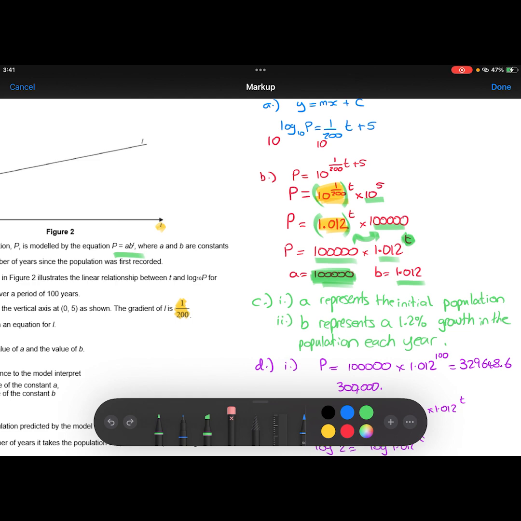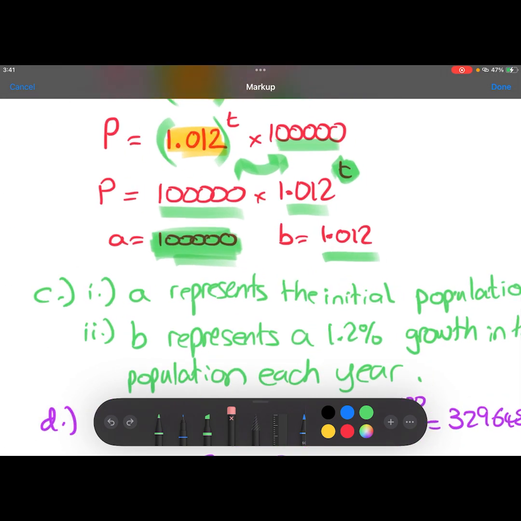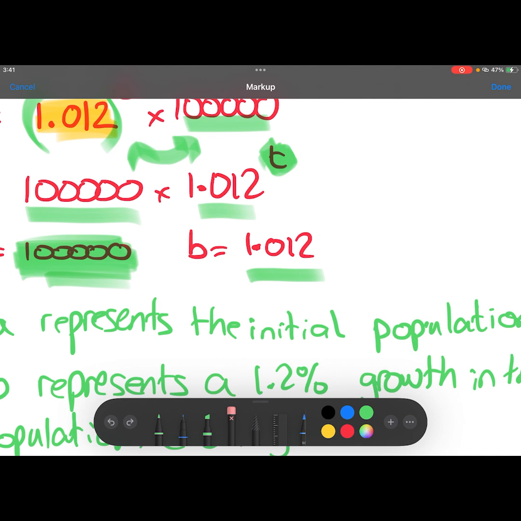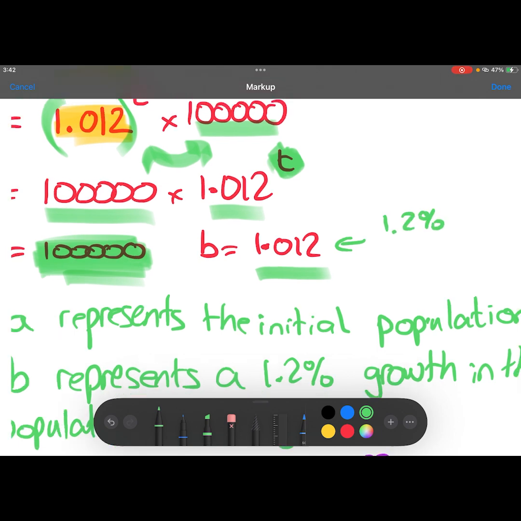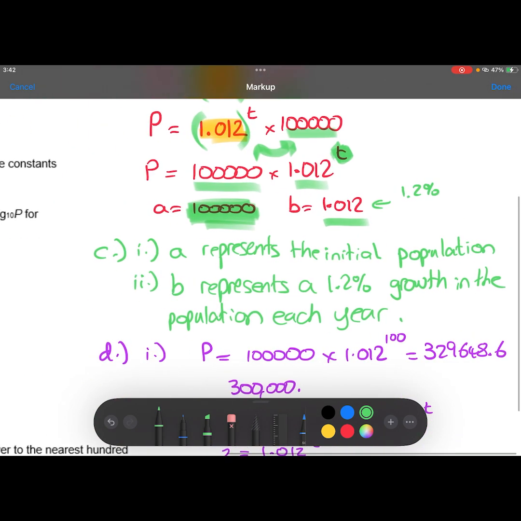The b? Well, the b is what we're multiplying by every year. We're multiplying by 1.012 each year. And multiplying by 1.012, that's a 1.2% increase every year. So b represents a 1.2% growth in the population each year.